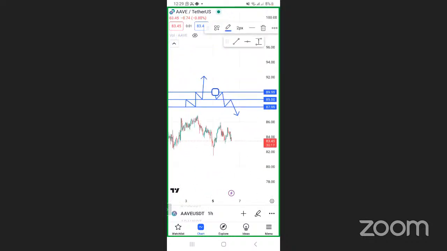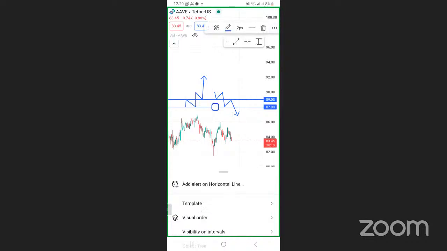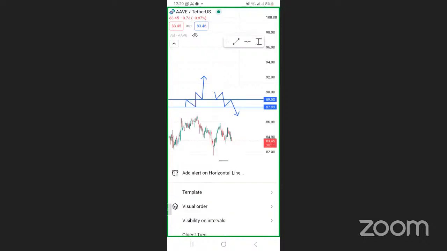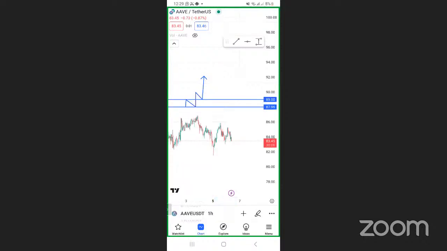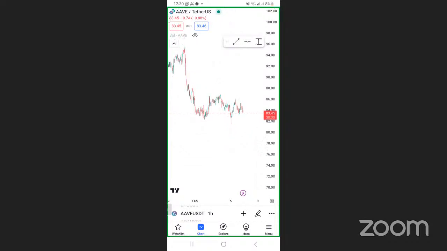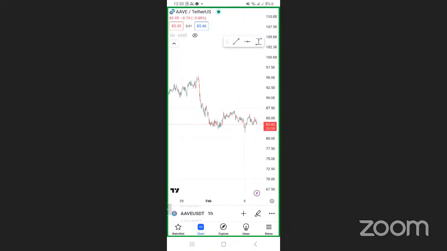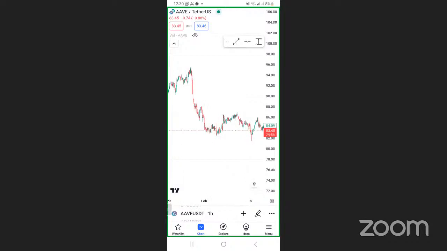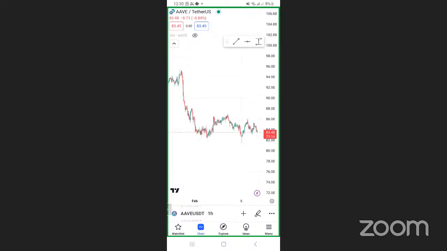Back to this chart. Let me remove all these drawings, such that I can show it to you on the live chats. Now, are you seeing this coin? This coin is in a downtrend. Yes, currently it's ranging, but it was in a downtrend.